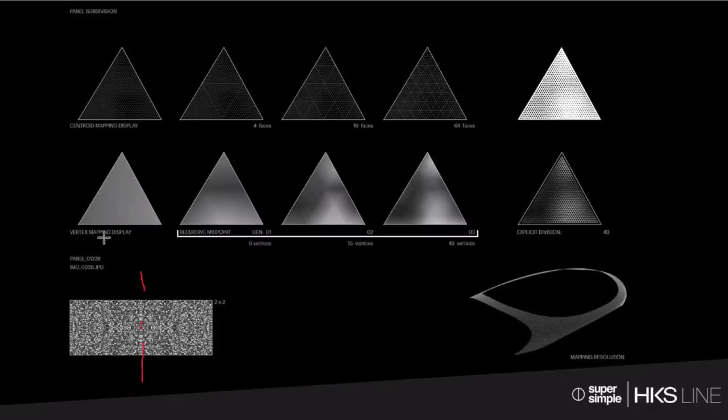So let me ask you, when you're talking about vertex mapping display and recursive midpoint, what does that all mean? I don't know what that means.